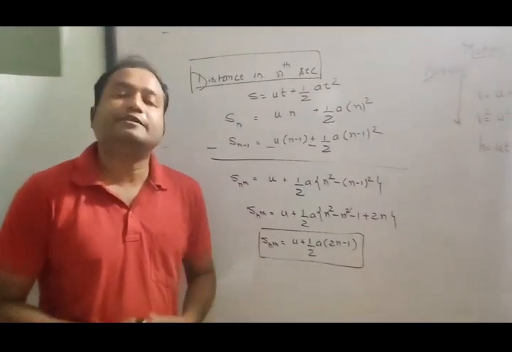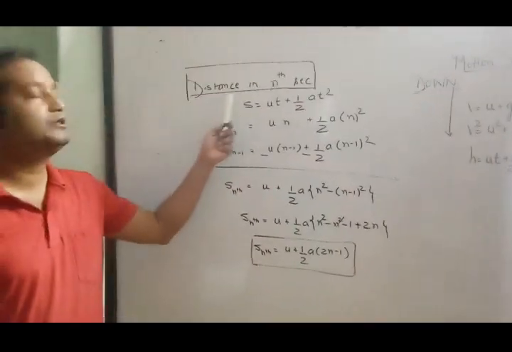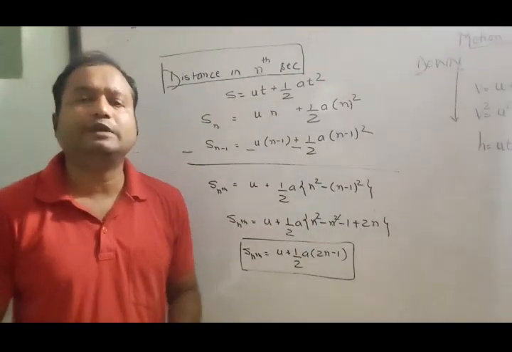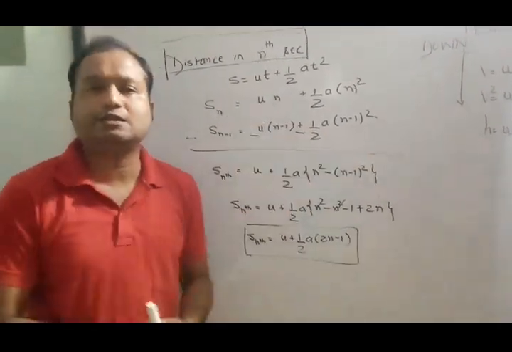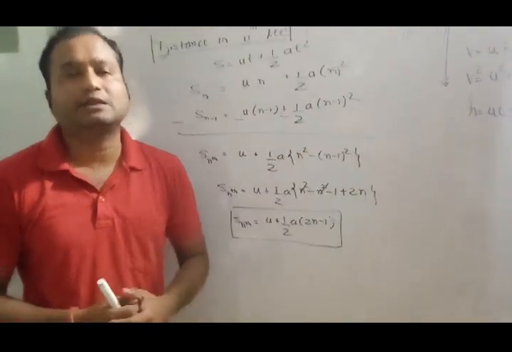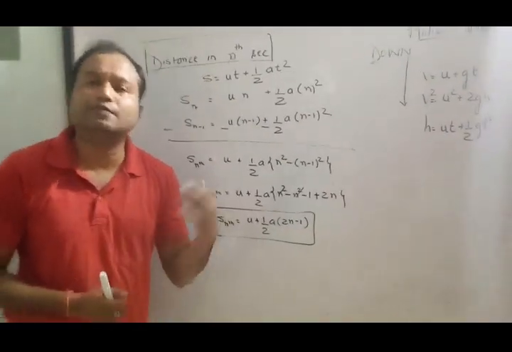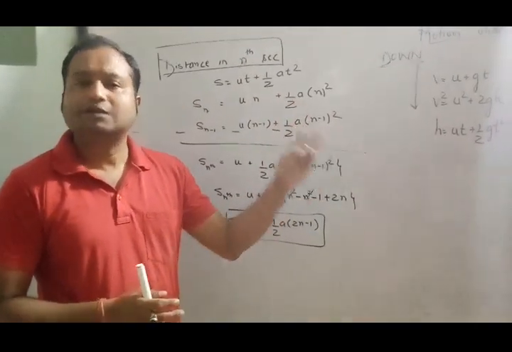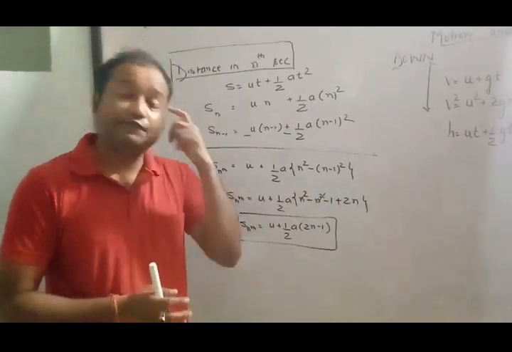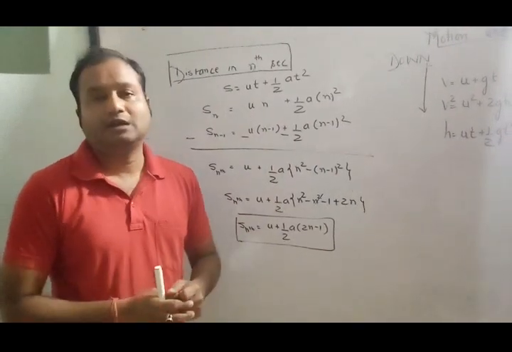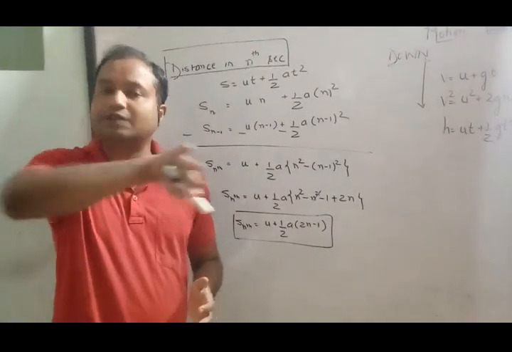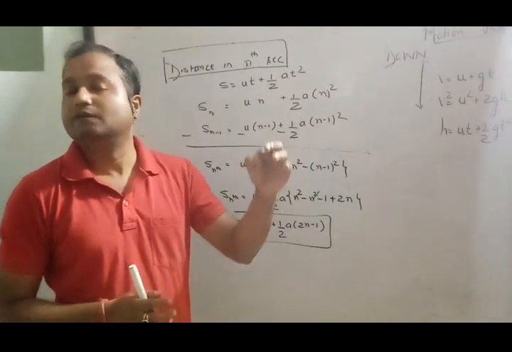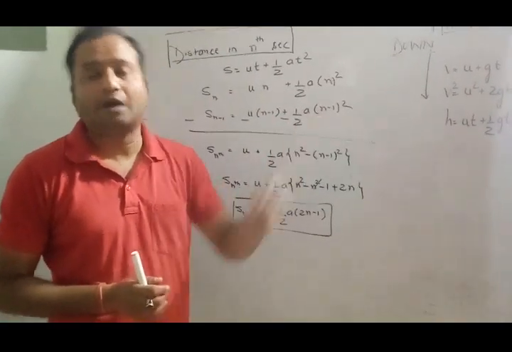Now students will be deriving the equation for distance moved in the nth second. First let me explain what is the difference between distance moved in n seconds and distance moved in the nth second. If I say distance moved in 3 seconds, it actually means the total distance in the first, second and third second. But if I say distance moved in the third second, it actually means we are not considering the distances in the first and second time intervals. We are just interested in the third part.